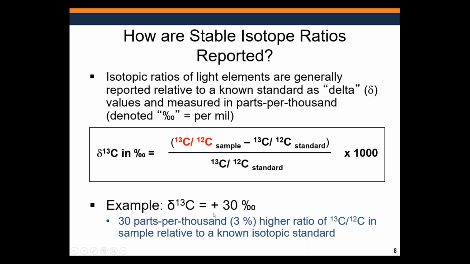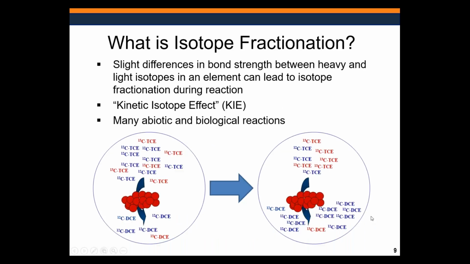This number can be positive or negative. So if your sample is lighter than the standard, this could be negative 30 per mil. So you'll see that it can go in either direction.